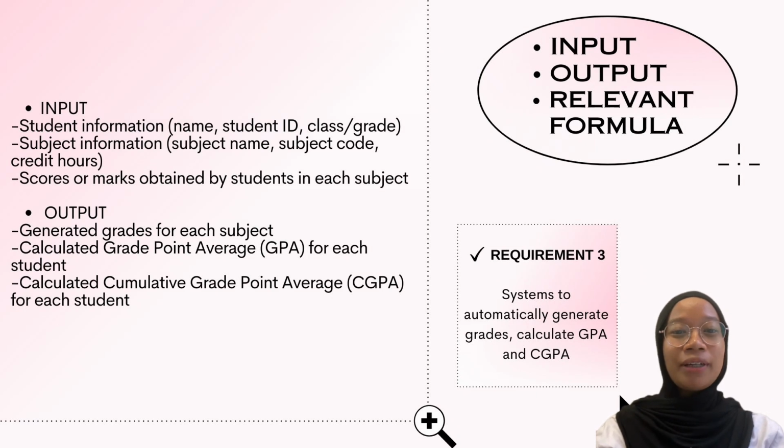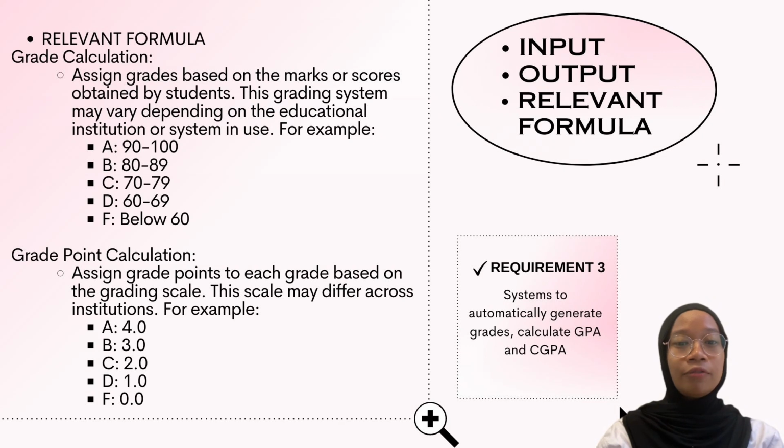My name is Nur Rabiha binti Azhar. My matrix number is AA20254. For requirement 3, student grade calculation, GPA and CGPA calculation, the input is student and subject information, then scores and marks. The output is the generated grade of each student, and the calculated GPA and CGPA of each student. Relevant formula.